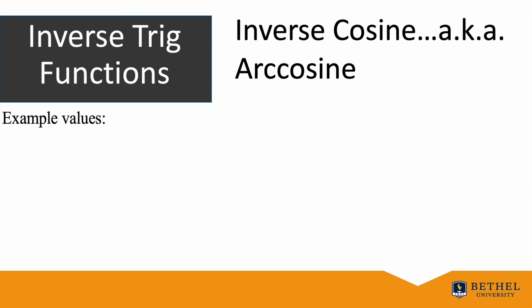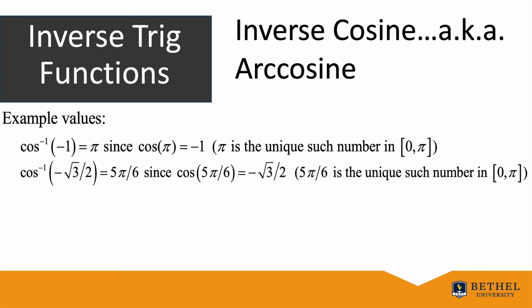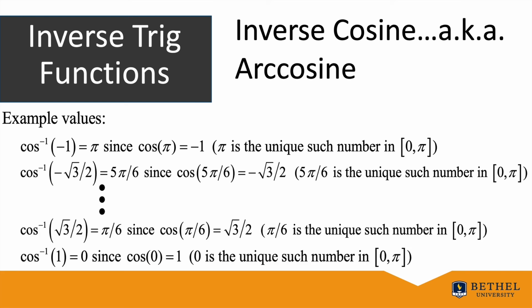Here are some example values of the inverse cosine function based on the unit circle definition of the cosine function. Inverse cosine of -1 is pi because pi is the unique number between 0 and pi whose cosine is -1. Inverse cosine of -√3/2 is 5 pi over 6 because 5 pi over 6 is the unique number between 0 and pi whose cosine is -√3/2. Continuing in this way, we eventually get to these final two special values of the inverse cosine function that you should take the time to think about.